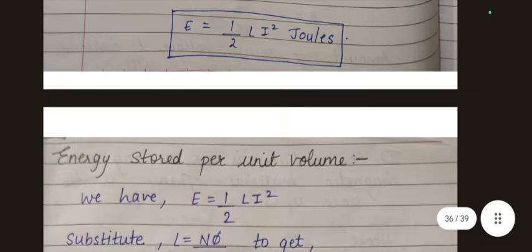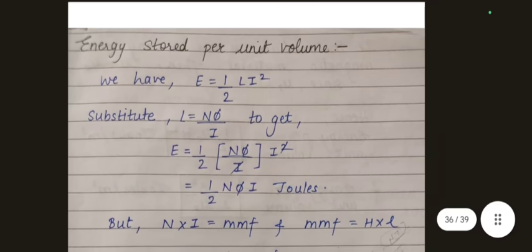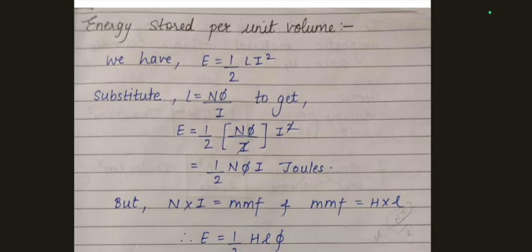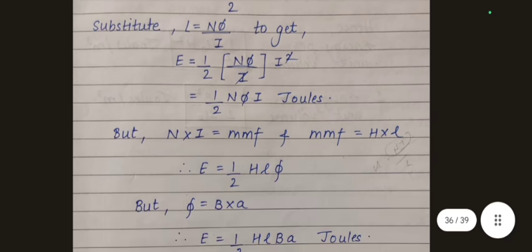Now let us go to the last topic, that is energy stored per unit volume. So how can we consider it? See, we have to start with the energy stored in inductor formula that we have just derived, that is E is equal to 1 by 2 Li square. Now we have to substitute L, that is self inductance, as we all know its formula, L is equal to N phi by I. So what will we get? E is equal to 1 by 2 into N phi by I into I square. Now I will get cancelled. We will get 1 by 2 N phi I joules.